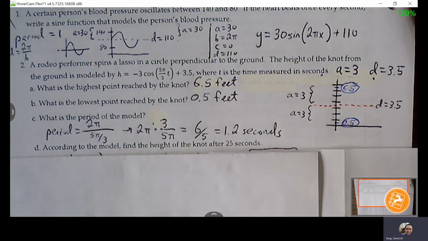And then for D, we're just entering into the equation that's given to us. T is in terms of seconds, so we enter 25 in for T. Practice plugging this in, because we need to be in radian mode, and let's make sure we are able to.